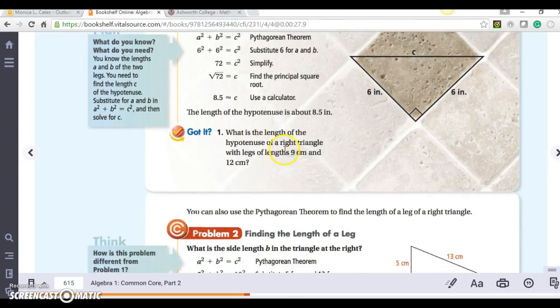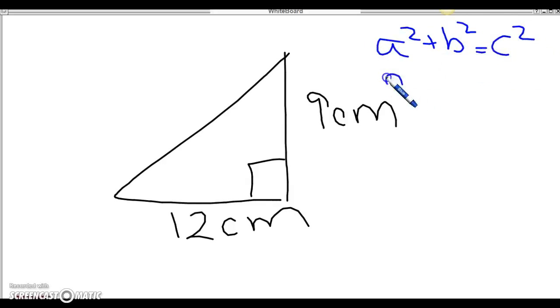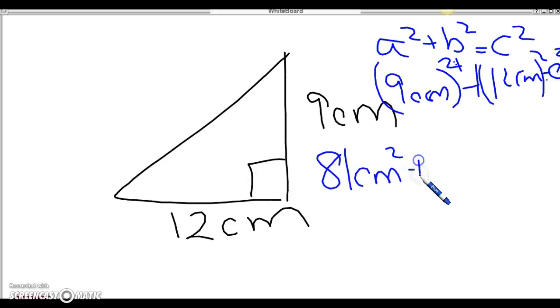It says, what is the length of the hypotenuse of a right triangle with legs 9 centimeters and 12 centimeters? So here's my right triangle, and my legs are 9 centimeters and 12 centimeters. So if I plug it into my formula, I have a squared plus b squared equals c squared, or 9 centimeters squared plus 12 centimeters squared equals c squared. And I get 81 centimeters squared plus 144 centimeters squared equals c squared.